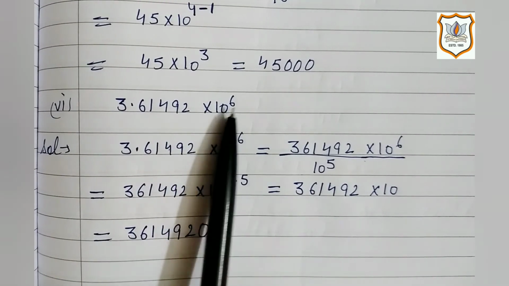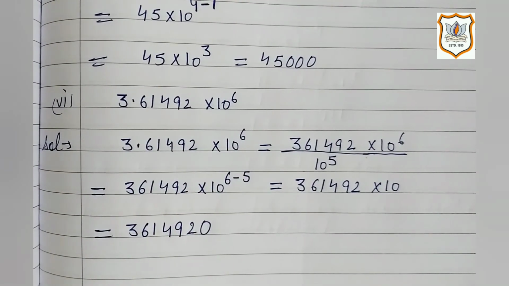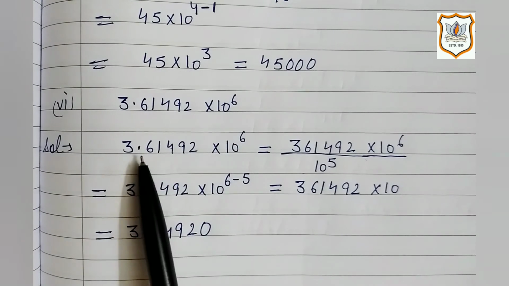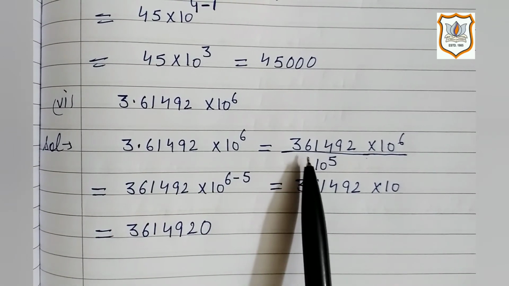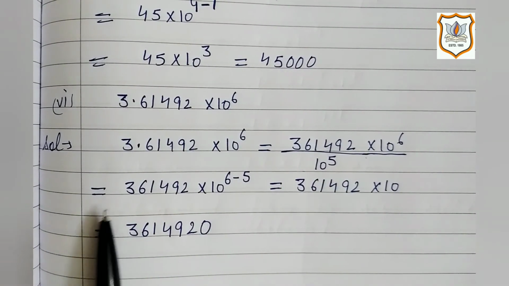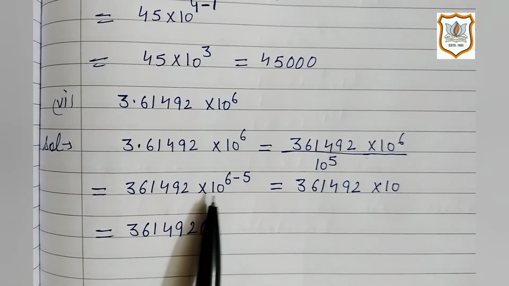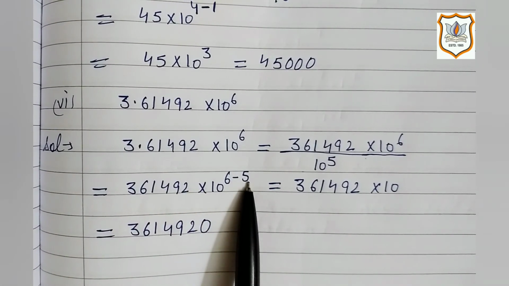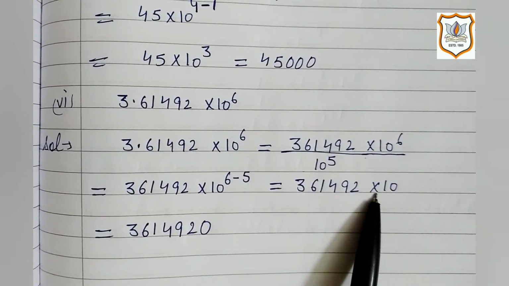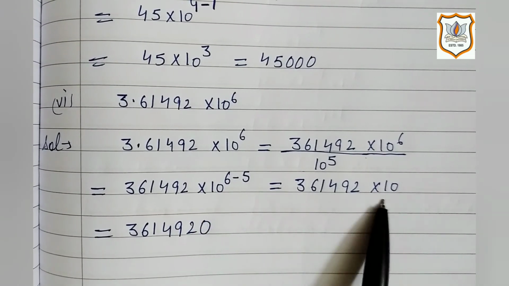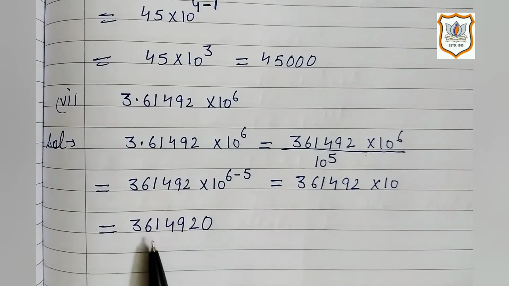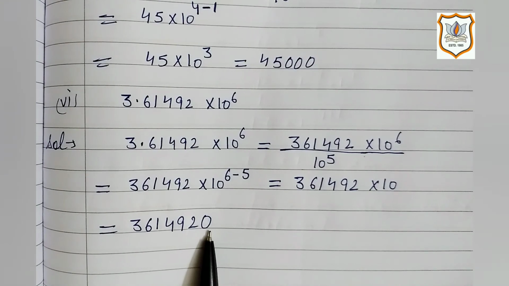Next, sixth part. 3.61492 multiplied by 10 raised to power 6. Students, you can see here 1, 2, 3, 4, 5, 5 digits after the decimal point. So we write 10 raised to power 5 as a denominator. Now 361,492 multiplied by 10 raised to power 6 minus 5 is equal to 361,492 multiplied by 10 raised to power 1. So we write here multiplied by 10. So we get 36,14,920 as a result.